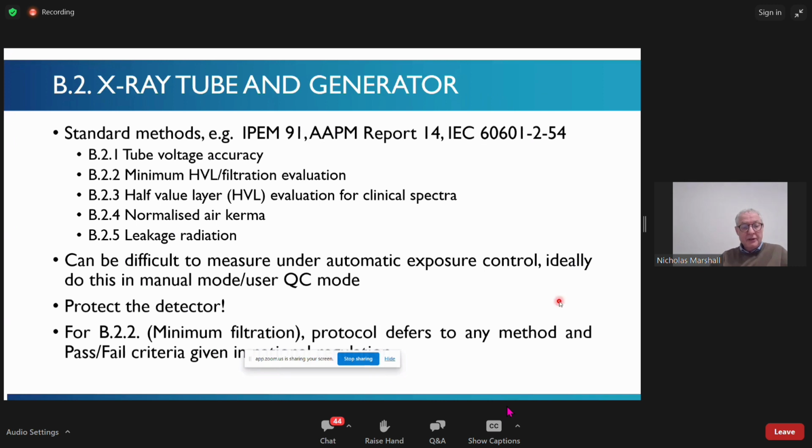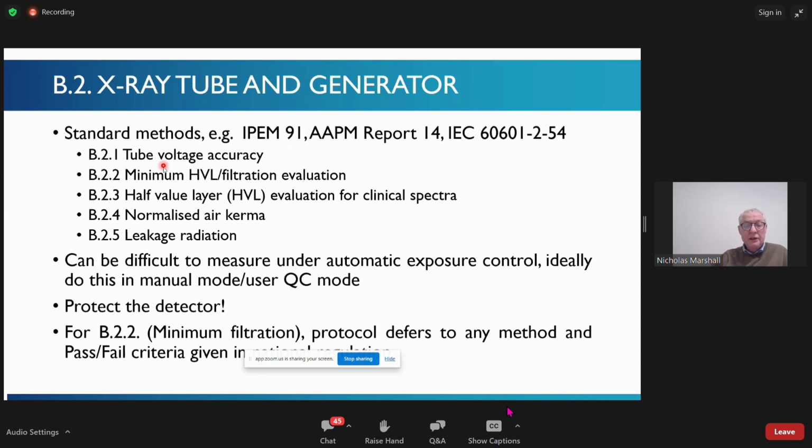On to the tube and generator. This is, again, standard things like the tube voltage accuracy, the minimum half value layer, or the filtration evaluation. This can vary a bit from country to country. It can be defined in your legislation, and we don't override that. Obviously, that takes precedence. So you would have to do what you would do locally for that test.